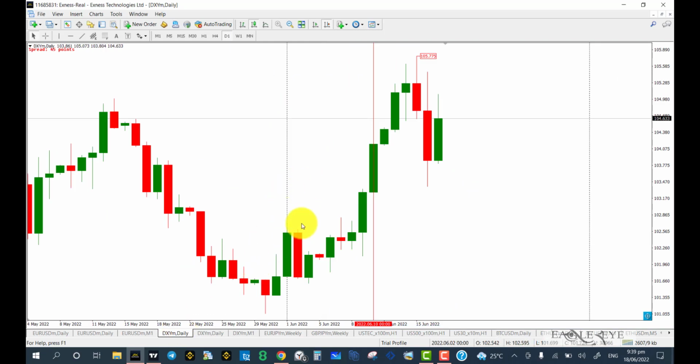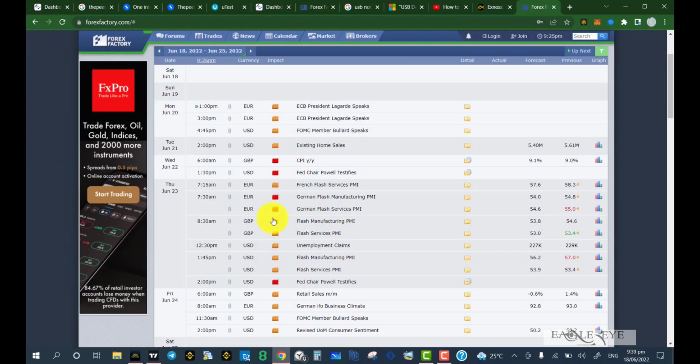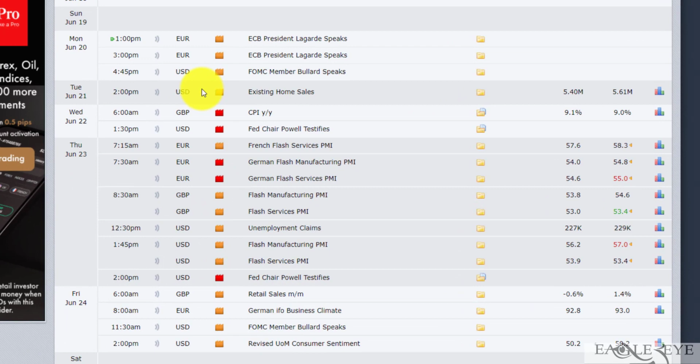So that is it. Let's go into the fundamentals and look at what the market has to offer for the coming week, or what news to expect. On Monday, 20th June, there are mid impacts on the euro and the dollar. Then let's look at the high impacts, most especially on the dollar, and then the euro.